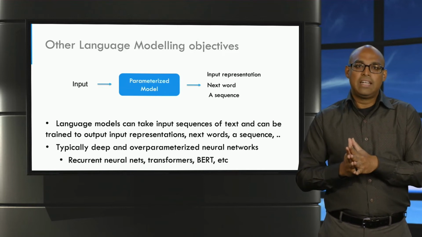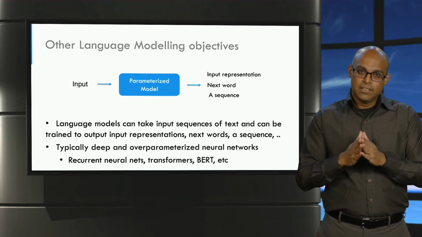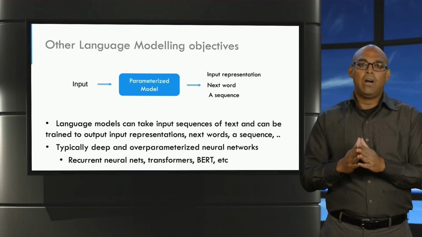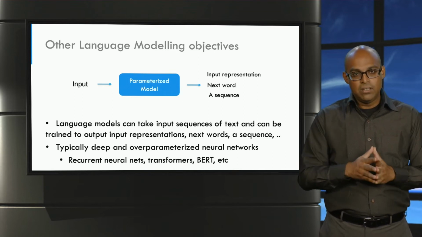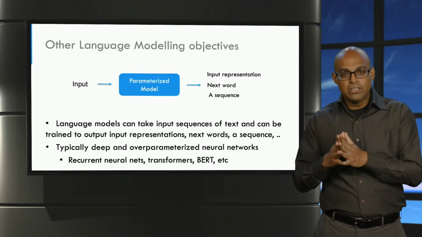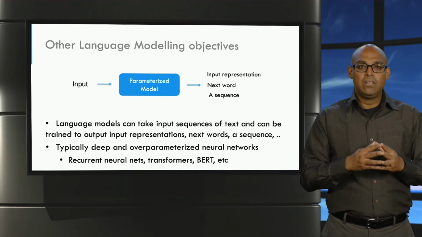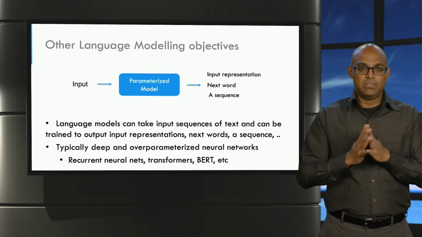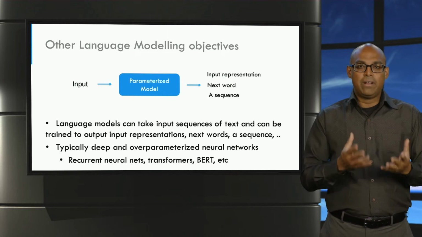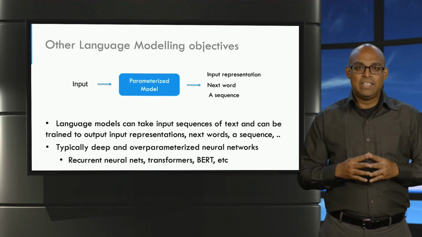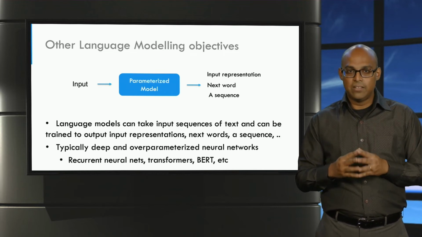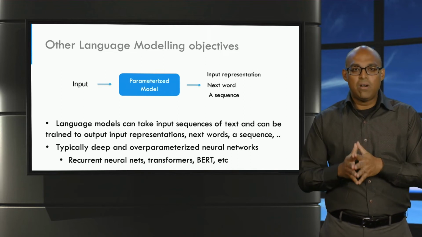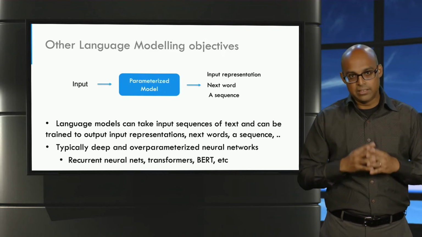Language models can take an input sequence of text and can be trained to output either the next word, a sequence of words, or a vector for the input representation. Because they can be trained by this simple language modeling objective to output a word, a sequence, and a vector, these language models can be used in a variety of language tasks.